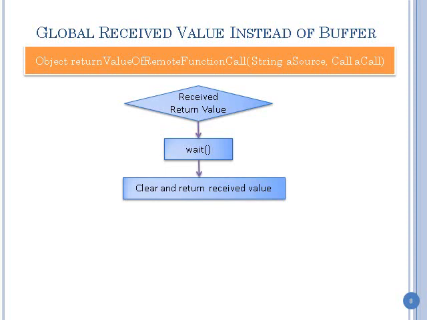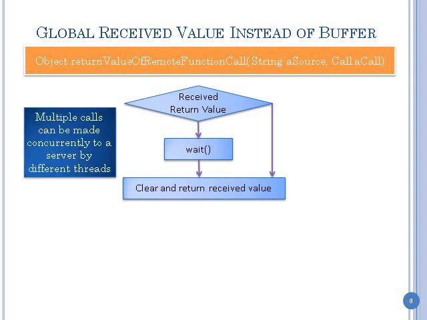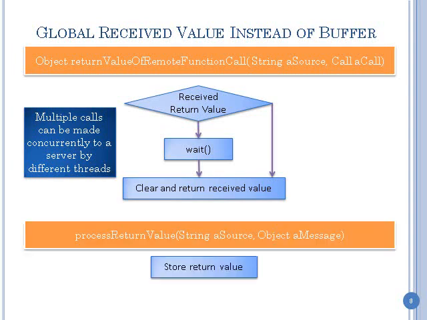So I could have just had a global variable and said clear and return received value, right? And multiple calls can be made concurrently to a server by different threads. Okay, so this wouldn't allow that. This should be proceed. Okay.